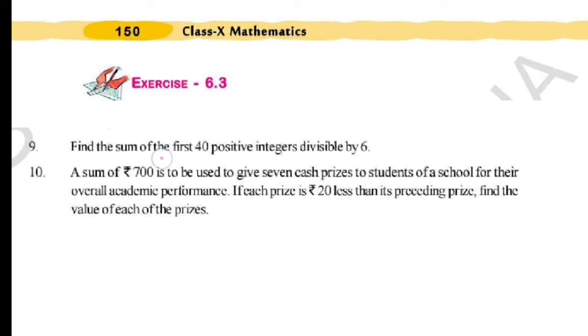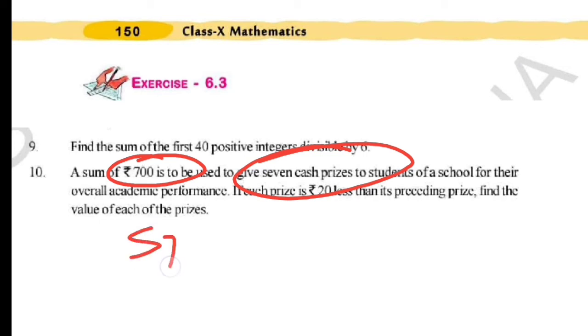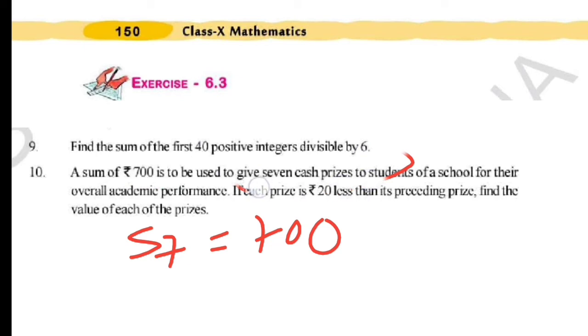So here what are the values given? This 700 rupees is used for 7 cash prizes. So that means S7 equals 700 rupees. This is a given value. Next, 20 rupees less than each prize means what is the common difference here? d equals minus 20.